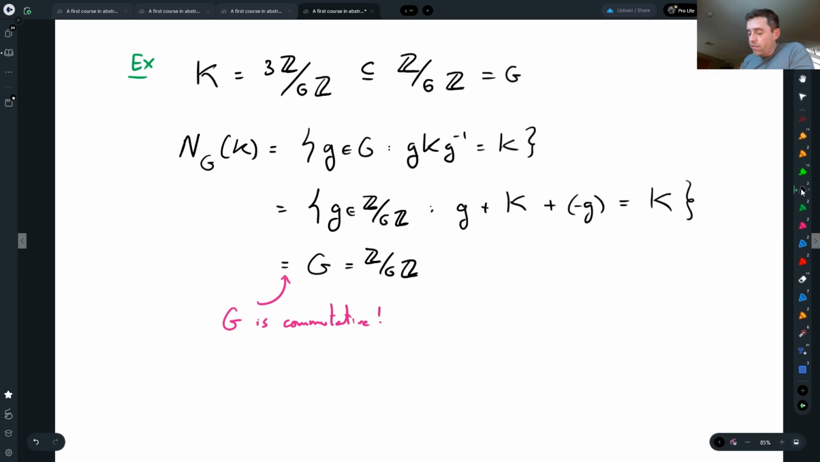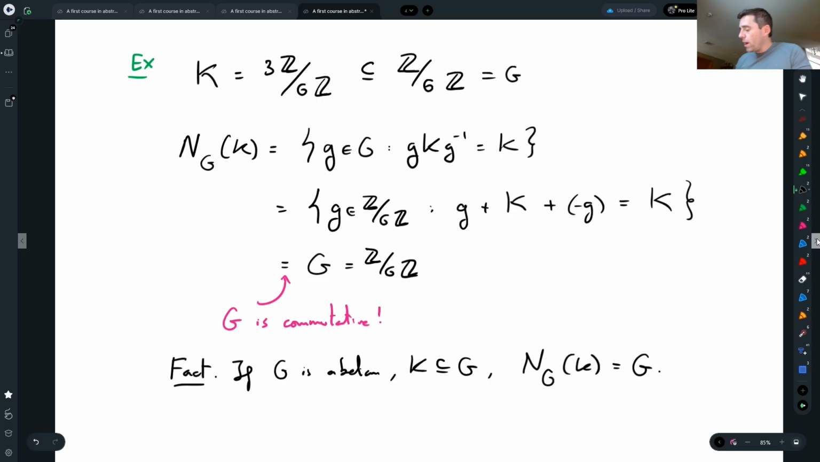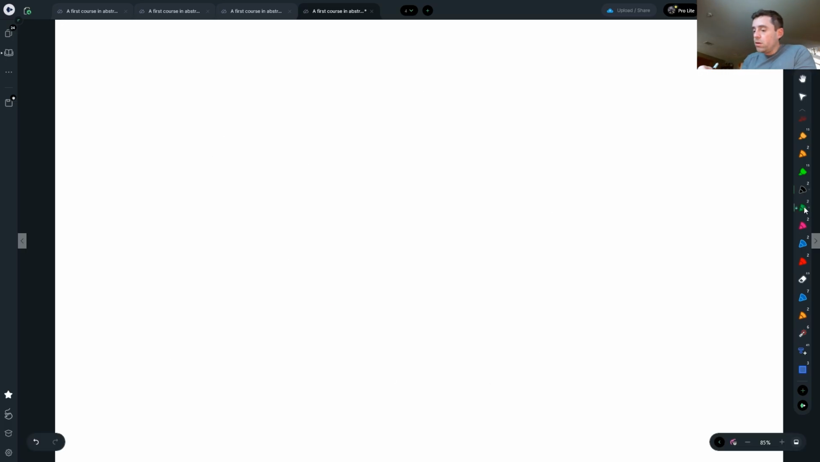And in fact, if G is abelian and K is a subgroup, then we will always have that the normalizer is all of G. Great. How about another example?